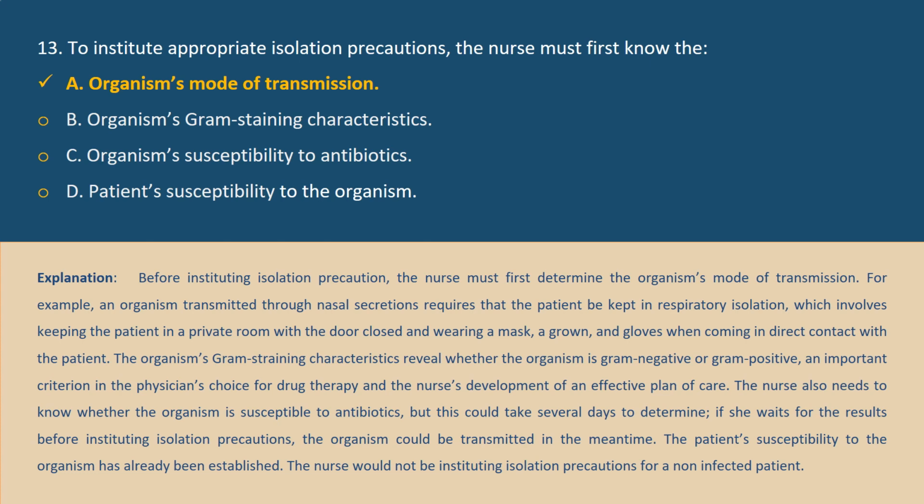The organism's gram-staining characteristics reveal whether the organism is gram-negative or gram-positive, an important criterion in the physician's choice of drug therapy and the nurse's development of an effective plan of care. The nurse also needs to know whether the organism is susceptible to antibiotics, but this could take several days to determine. If she waits for the results before instituting isolation precautions, the organism could be transmitted in the meantime. The patient's susceptibility to the organism has already been established. The nurse would not be instituting isolation precautions for a non-infected patient.